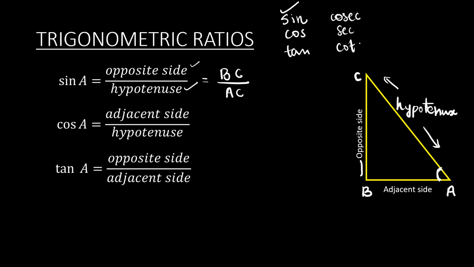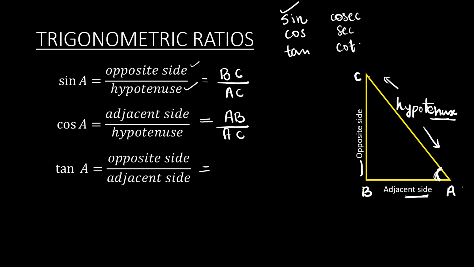Next we will see cos A. Cos of this angle A is adjacent side divided by hypotenuse. Here the adjacent side is AB. So adjacent side is AB divided by hypotenuse is again AC. So cos A is AB by AC, that is adjacent side by hypotenuse.